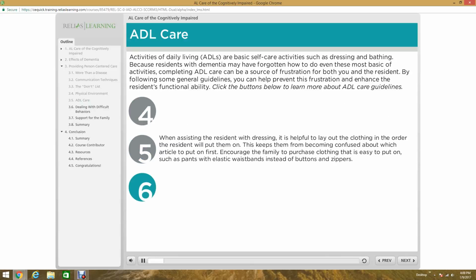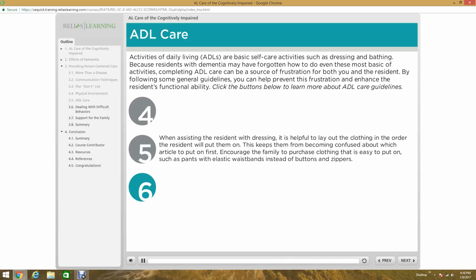When assisting the resident with dressing, it is helpful to lay out the clothing in the order the resident will put them on. This keeps them from becoming confused about which article to put on first. Encourage the family to purchase clothing that is easy to put on, such as pants with elastic waistbands instead of buttons and zippers.